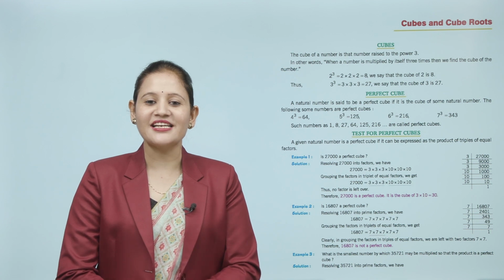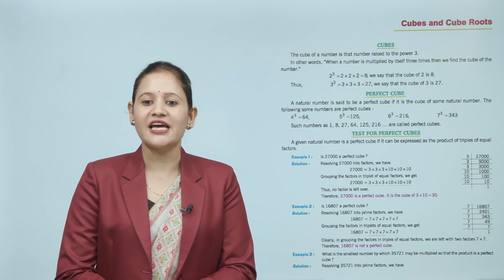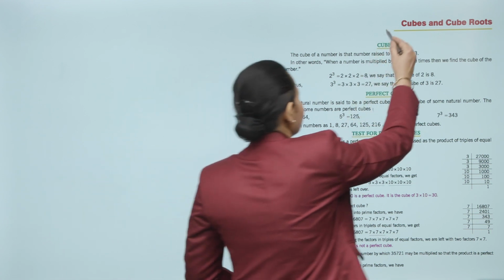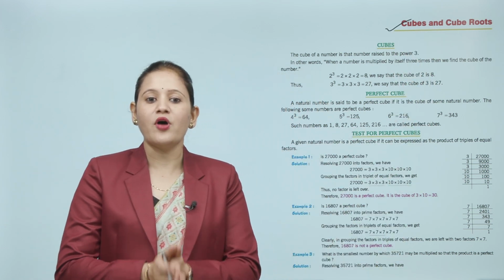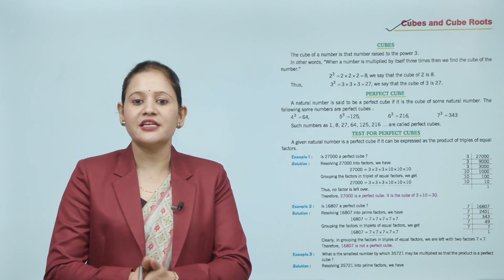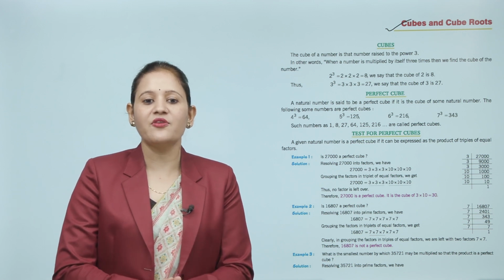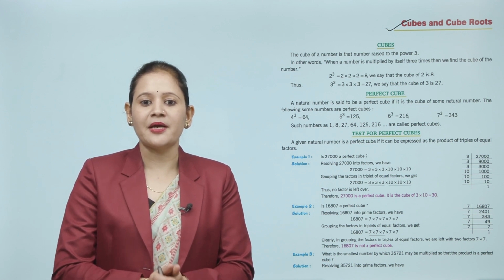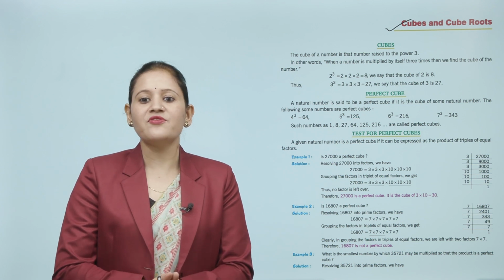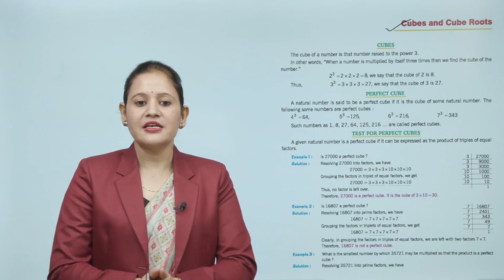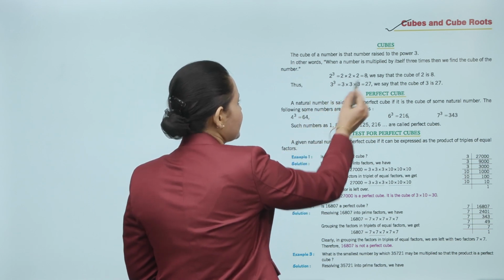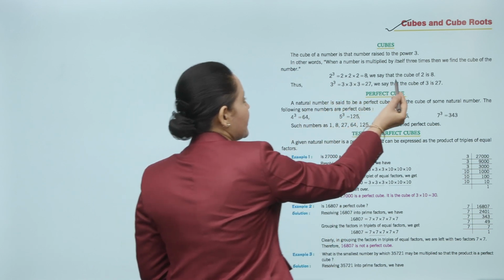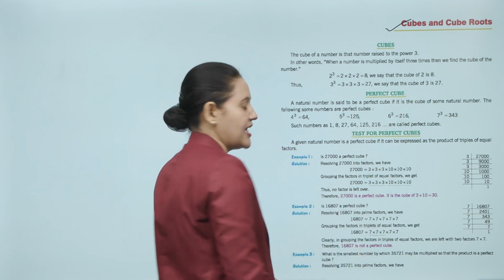Welcome to today's maths class, and today we'll do cubes and cube root. Cubes. The cube of a number is that number raised to the power 3. In other words, when a number is multiplied by itself 3 times, then we find the cube of the number. For example, 2 to the power 3, 2 into 2 into 2, that is 8. We say that the cube of 2 is 8.